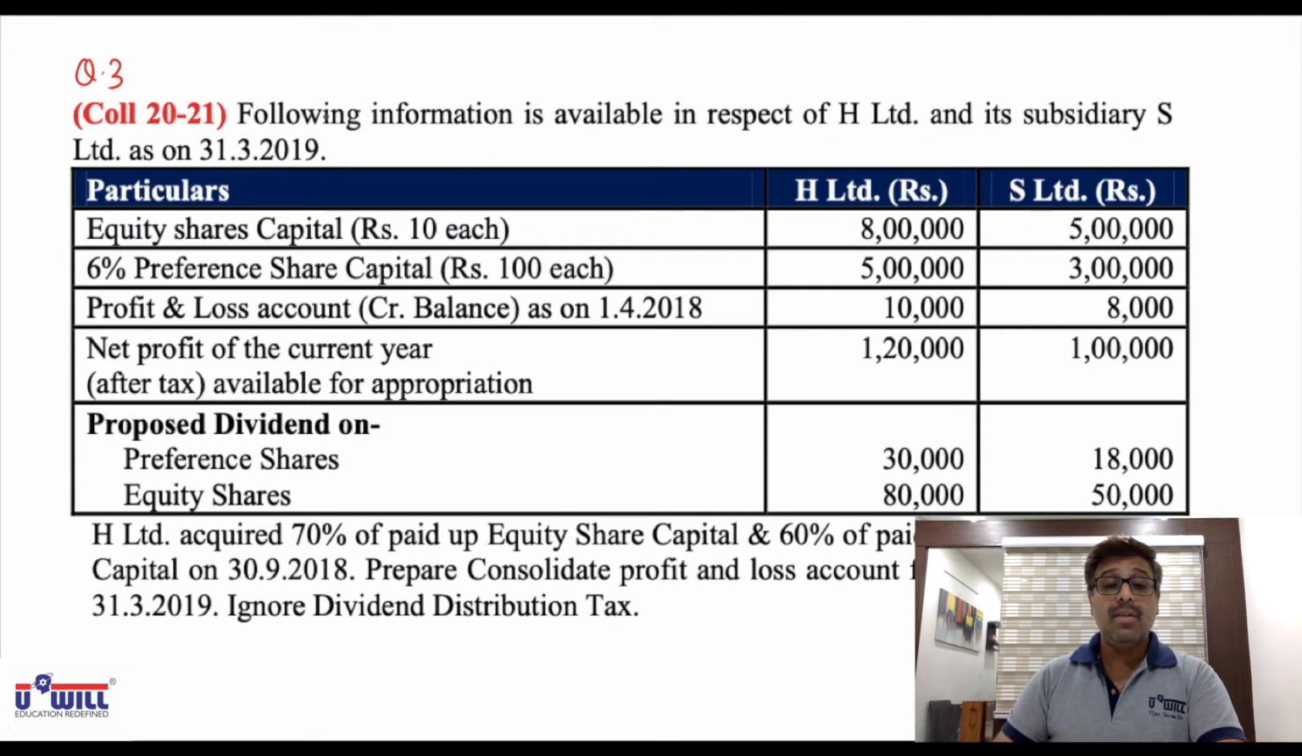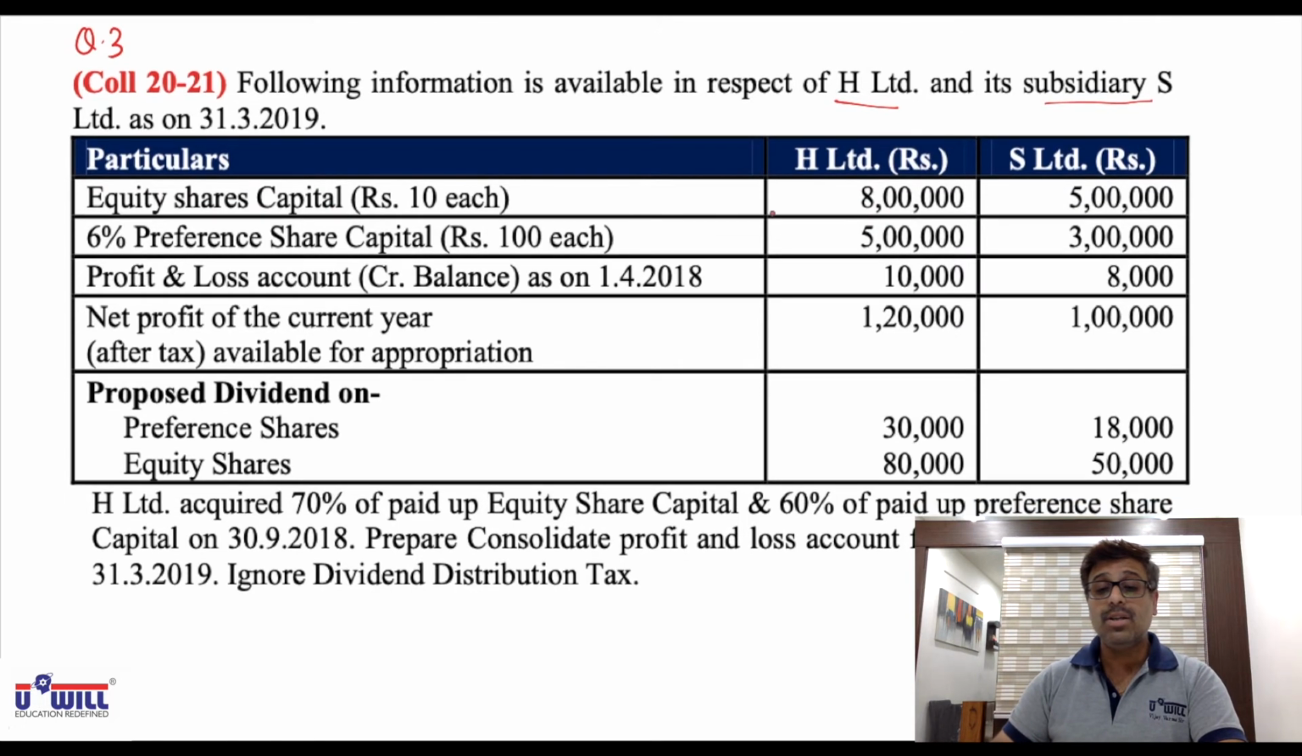Following information is available in respect of H Limited and its subsidiary S Limited as on 31/3/19. Equity share capital rupees 10 each. So 8 lakhs divided by 10, 80,000 shares are there in H Limited, and 5 lakhs divided by 10, 50,000 shares are there in S Limited. 6% preference share capital rupees 100 each. So 5 lakhs divided by 100, 5,000 preference shares are there in holding company, and 3 lakhs divided by 100, 3,000 preference shares are there in subsidiary company.